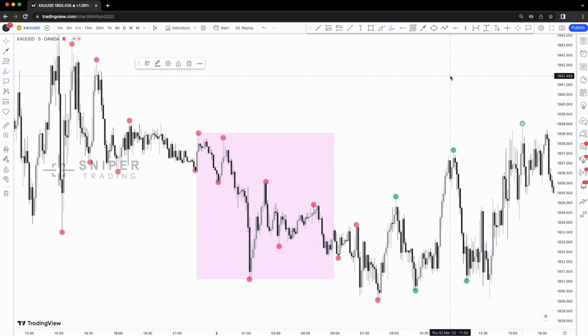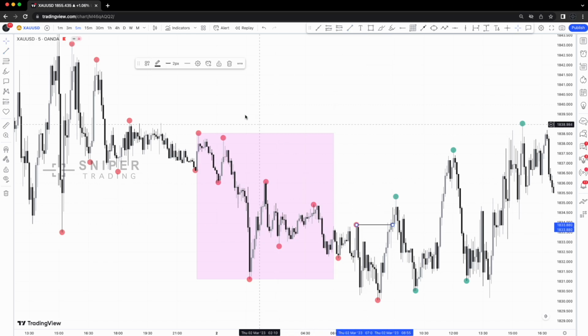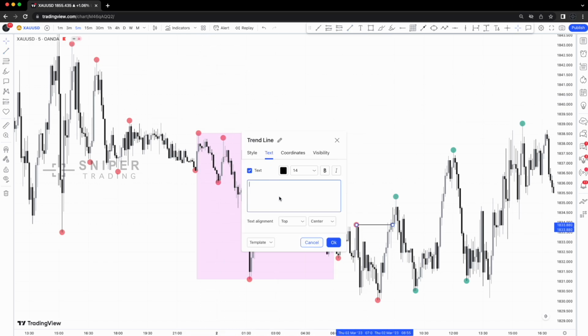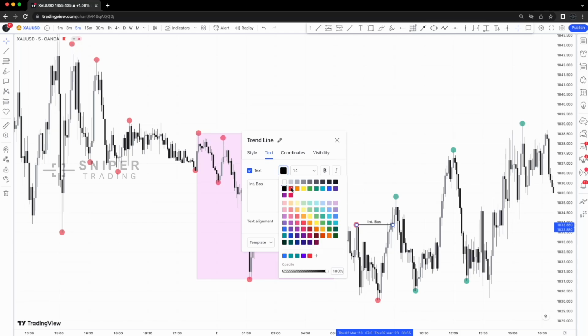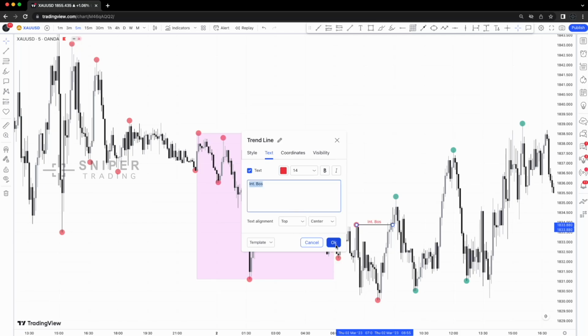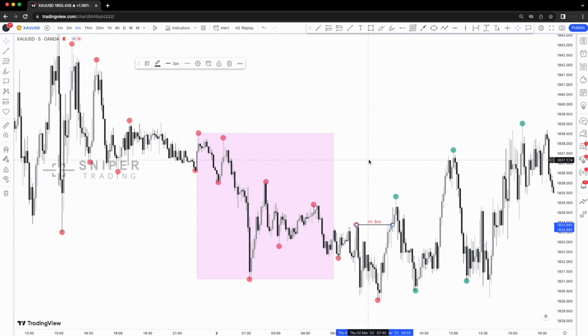Okay, so now we are going to be doing our first internal breakout structure, which is going to be aligning from this red circle over there. So I'm going to mark it as INT BOS, so internal breakout structure, and then I will mark it as red. So this is going to be our internal breakout structure.